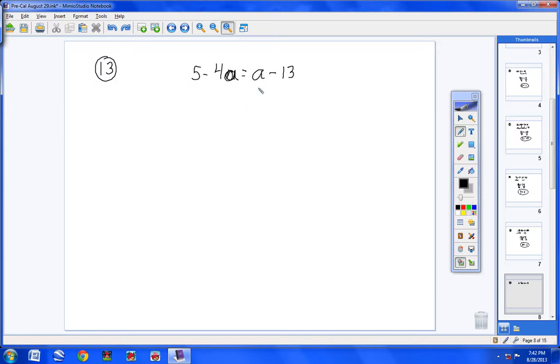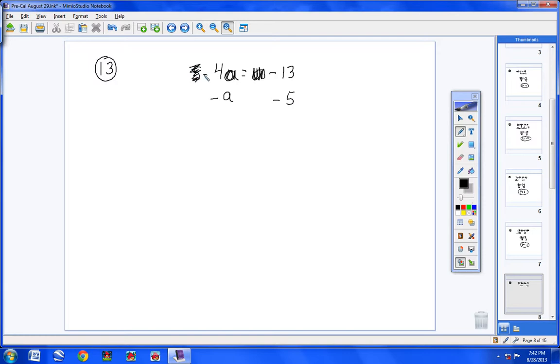This is a positive a. I'm going to bring it over and make it a negative a. Okay, so negative a. I'm going to cross this off. It's gone. Now I'm going to take this positive 5 and bring it over. And what I do is going to become a negative 5. So I'm going to put a negative 5 right here. And now this 5 is gone.